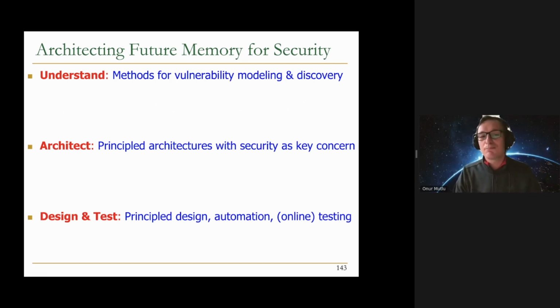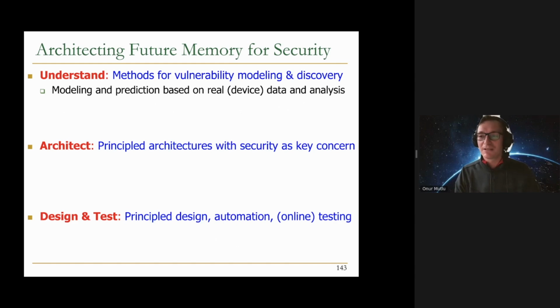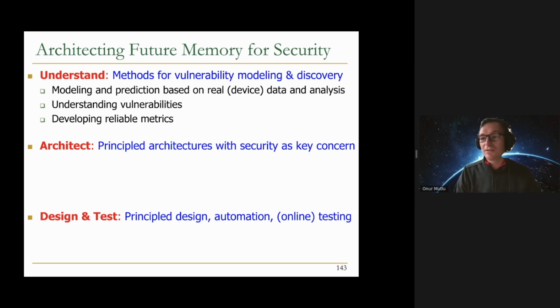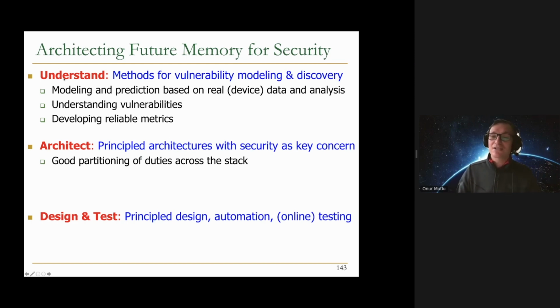Understanding is extremely important. We need methods for vulnerability modeling and discovery. We need to model and predict based on real device data and analysis, understand the vulnerabilities, and model them. We also need to develop reliable metrics. Then architecting: once we understand things, once we model and predict things. For example, if we could have predicted Rowhammer, if we could have modeled it right in the past, we could perhaps have architected so that it doesn't slip into the field. But it did. Going to the future, maybe we can have principled architecture with security as a key concern.